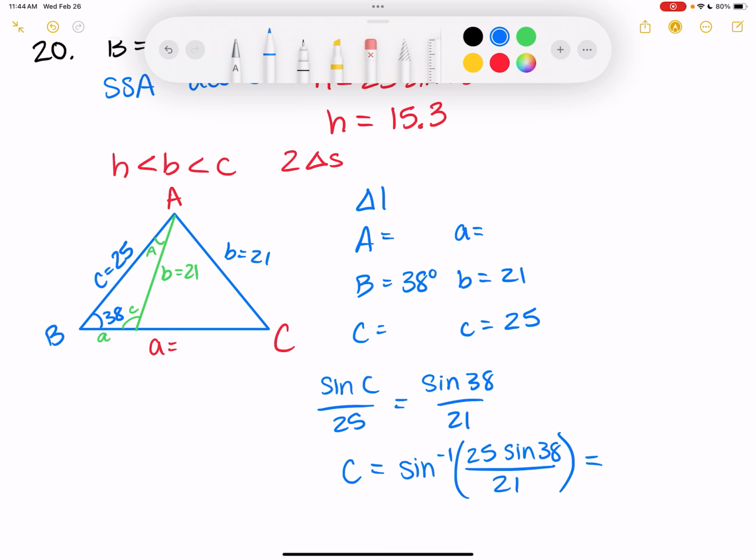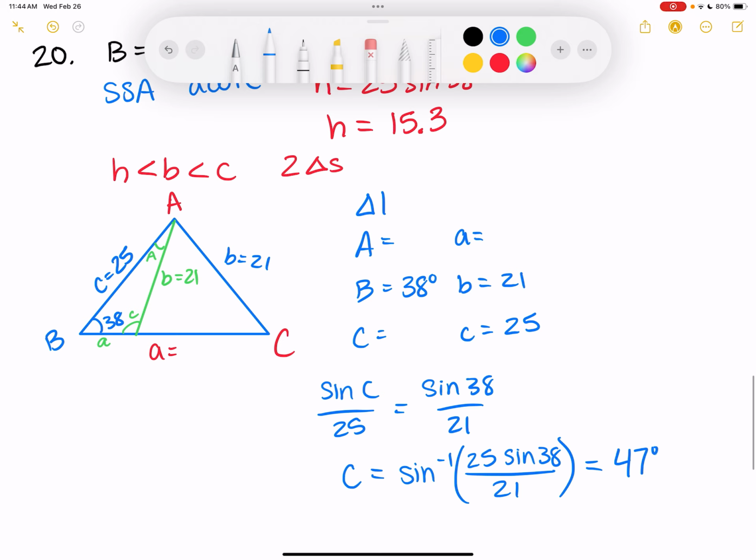So 47 degrees is that angle. So then now I can find angle A, and then in turn also side A. So A is 180 minus 47 minus 38. 95. So 95, right? Yes. So 95 degrees.